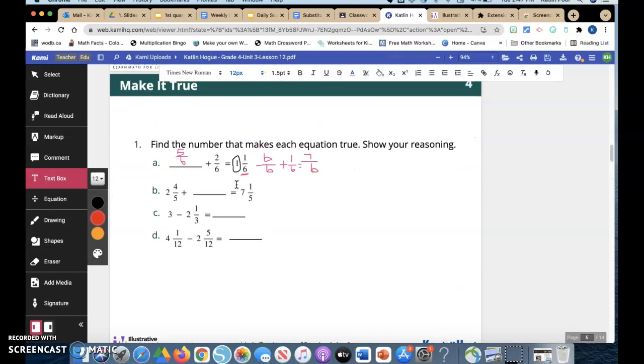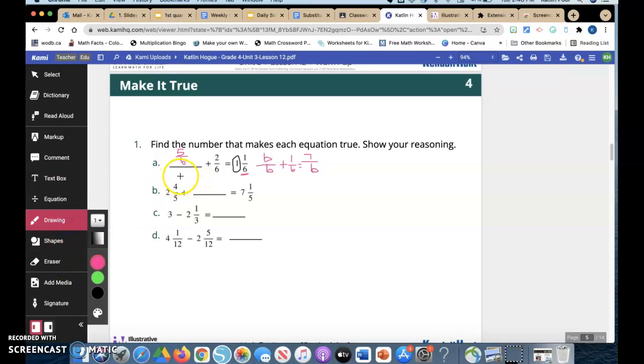Alright, let's look at B. 2 4/5 plus blank equals 7 1/5. On B, 2 4/5 is 1/5 away from being 3.